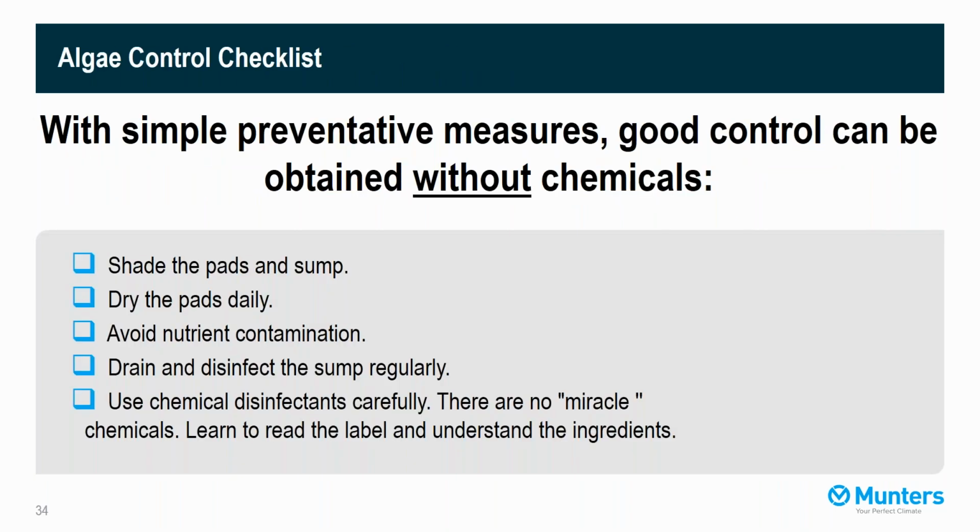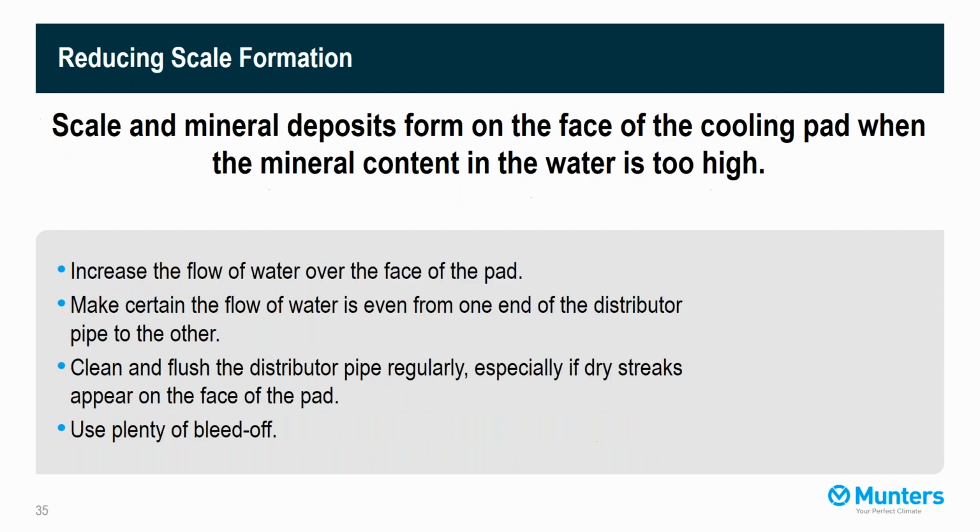Well, here's a simple checklist with preventative measures. Shade the pads and pump and sump. Dry the pads out daily. Avoid nutrient contamination. Drain and disinfect the sump regularly, and use chemical disinfectants carefully. There's no miracle chemical. Make sure you read the label and understand the ingredients in the chemical you're using.